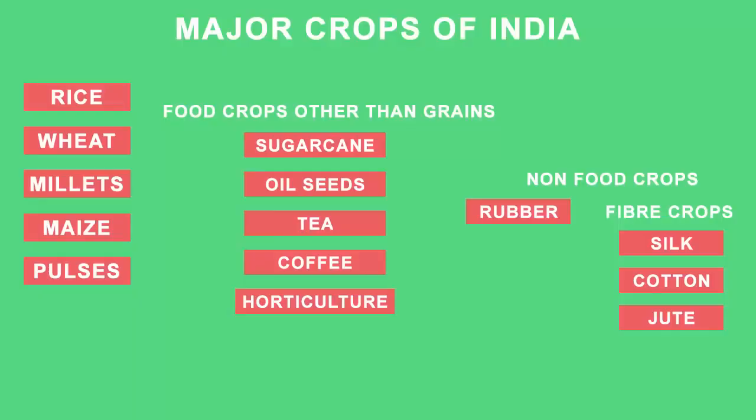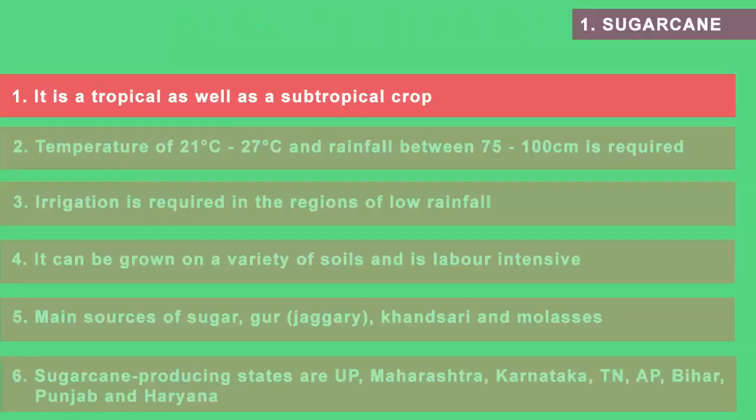So all of the things that we read right now, all of these are food crops that are grains. So now we are going to read about the food crops other than grains. So the first one is sugarcane.